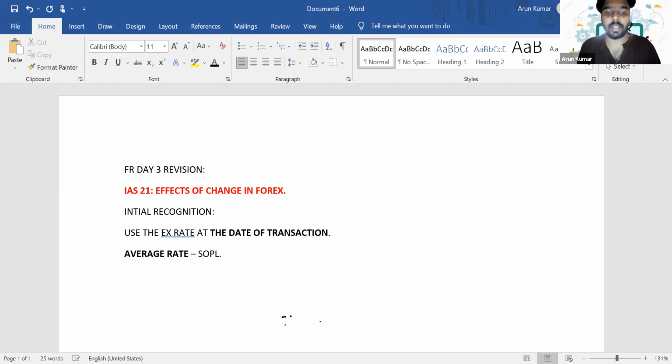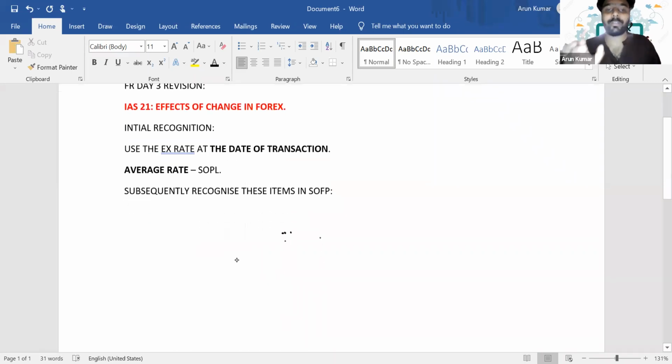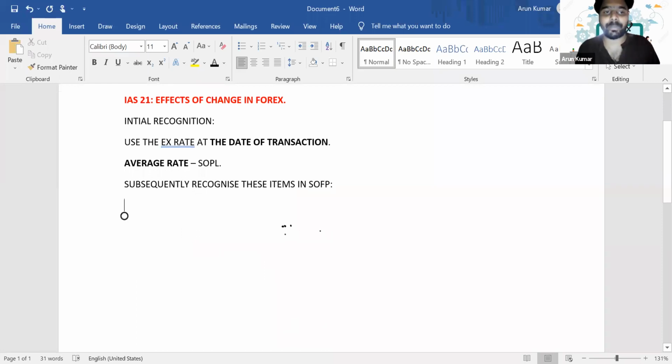Is it clear? Then subsequently, once we report in the FS, in the subsequent period, when we recognize these items in SOFP, we may have two splits. What are the two splits? First one, there is something known as monetary items. What do you mean by monetary item? We discussed non-monetary and monetary items when we had a discussion on IAS 38. Do you remember that?